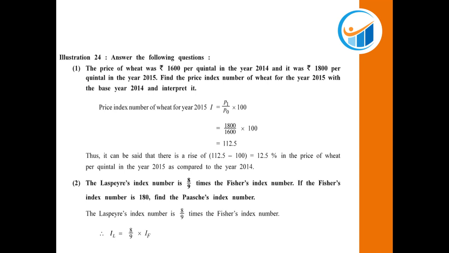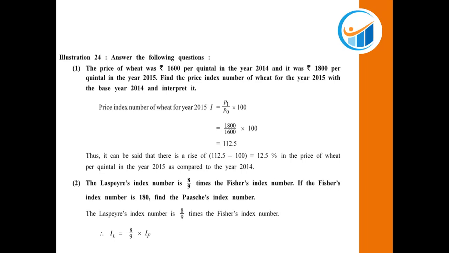Hi friends, we have done up to illustration 23. In that, all objective sums of 2 markers and 3 markers, as well as a few long sums of 5 markers, we have understood. Now specific examples, that is known as objective in section C. From this chapter 2 marks objective sums will be asked.